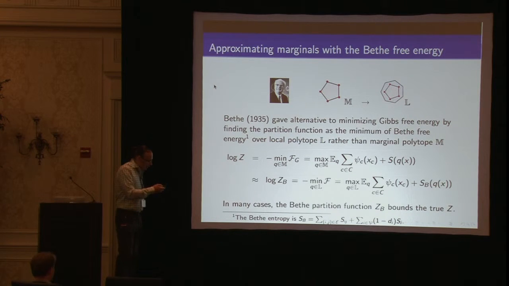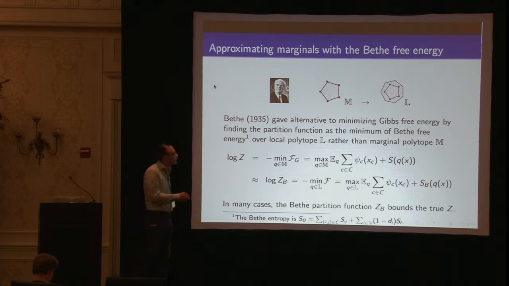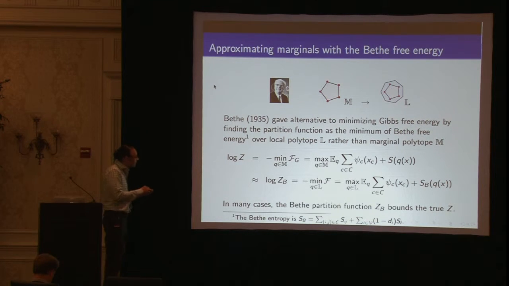So in 1935, Hans Bethe proposed an approximation to this Gibbs free energy, which was later called the Bethe free energy. In many ways, Hans Bethe is considered one of the grandfathers of statistical physics. He's contributed a lot to statistical physics. He won a Nobel Prize for discovering fusion. Really brilliant physicist overall.